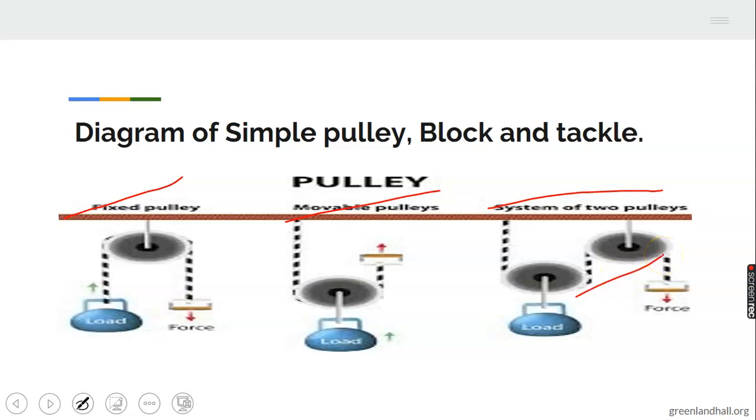You can see it's having two. Why is this one having a single? But this one is fixed, it cannot move, while this one is movable, it can move. You have your load, you have the force. So these are examples of a simple pulley and a block and tackle. This one is a normal block and tackle, while this one is a simple one.